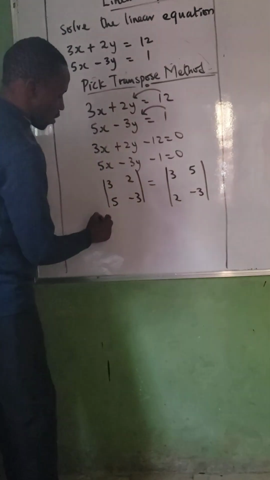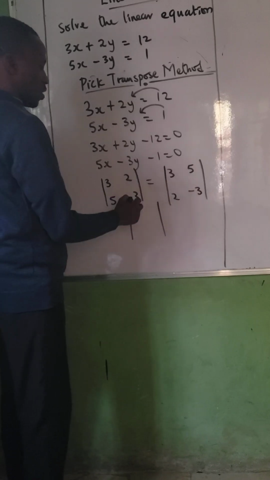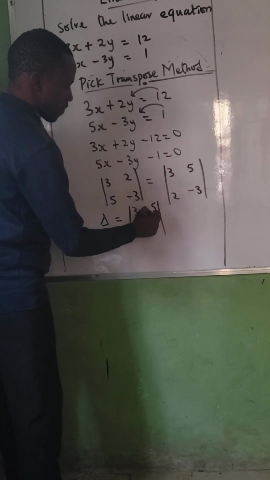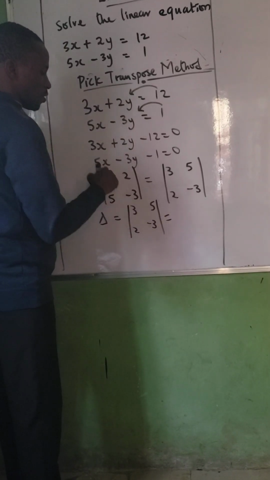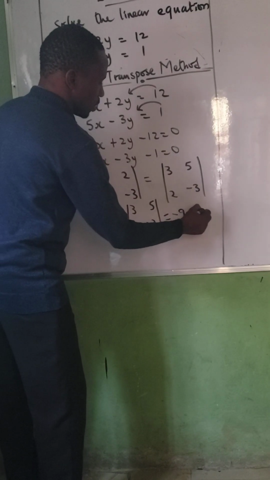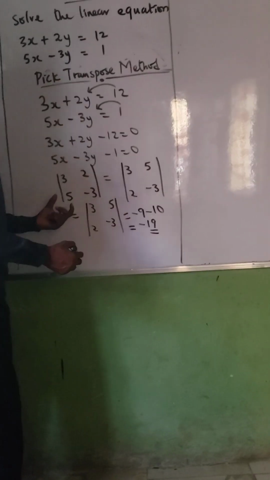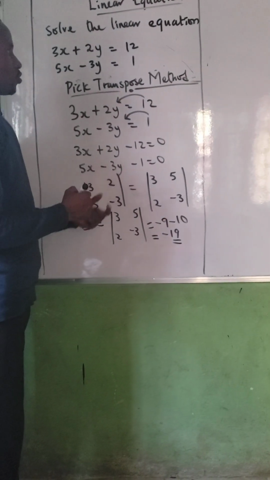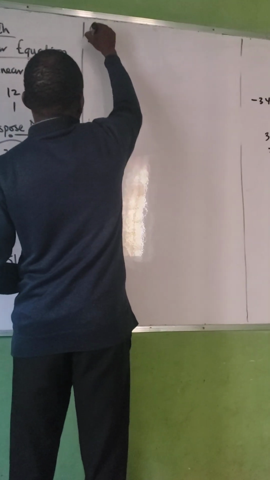So from here, we look for our delta. Let's look for the determinant of the transpose now. This is what? 3, 2, 5, minus 3. Now, looking for the determinant, this will give us what? Minus 9 minus 10. And that gives us what? Minus 19. Don't forget, you pick the first two column coefficients. Now after that, you look for what? The transpose.